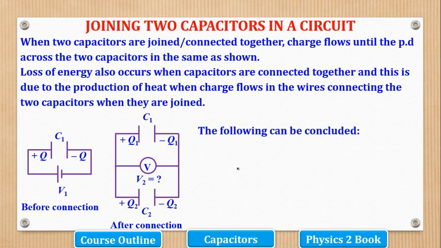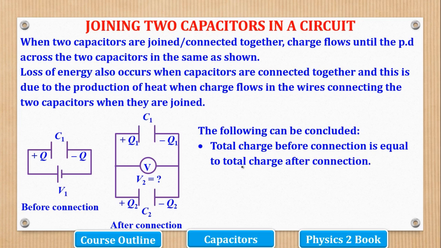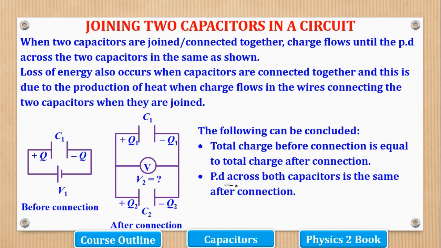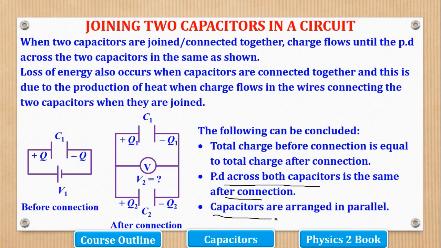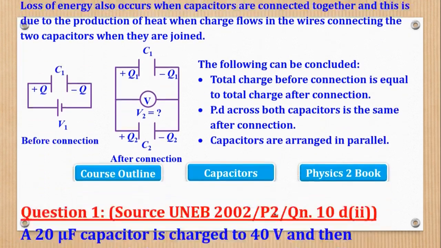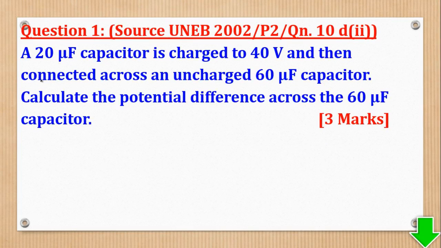So the following can be concluded. 1. Total charge before connection is equal to total charge after connection. 2. PD across both capacitors is the same after connection, and let it be V2. 3. The capacitors are arranged in parallel. So with that, we can go through these questions.